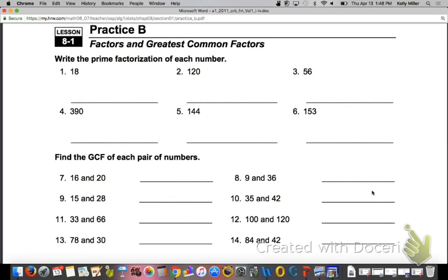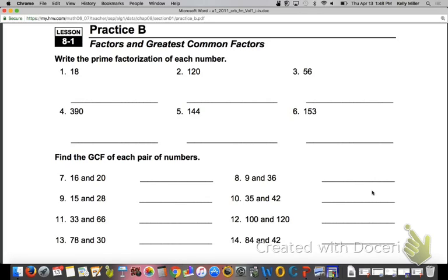56, what do you guys do for 56? 8 and 7, 4 and 2, 2 and 2, so you have 1, 2, 3 2s, and 1 7. 55, I would have done 12 and 12, 4 and 3, 2 and 2, so I have 1, 2, 3, 4 2s, 3 2s, I say 4 and write 2.